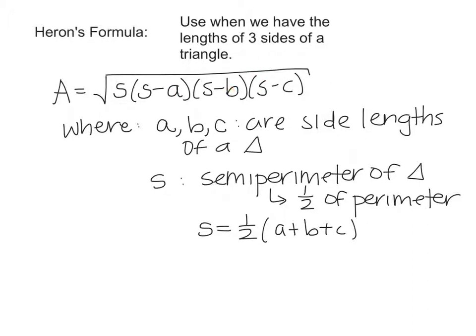So keep in mind that A, B, and C are all side lengths of the triangle, and S is the semi-perimeter, okay? So we'll use this tomorrow in class. All right, so if we have an equilateral triangle, we know that we have the side lengths, right, which we would know, since in an equilateral triangle all the sides are the same. So we have Heron's formula to use.